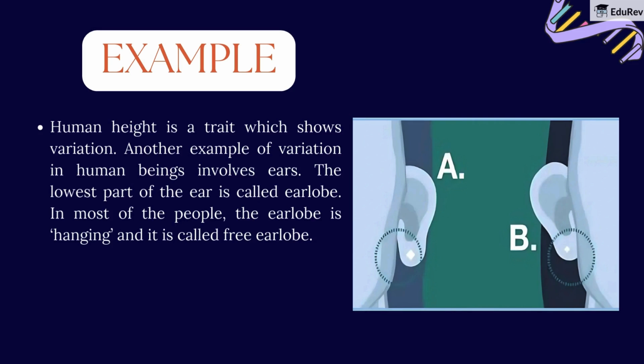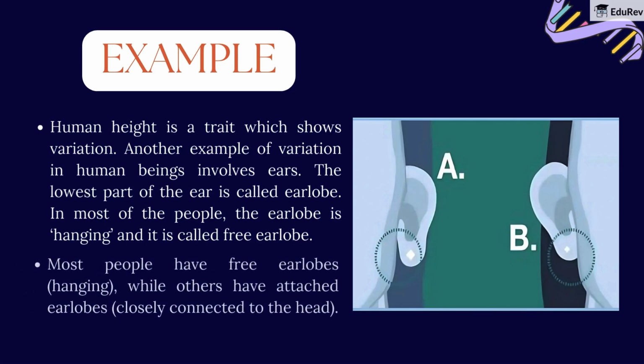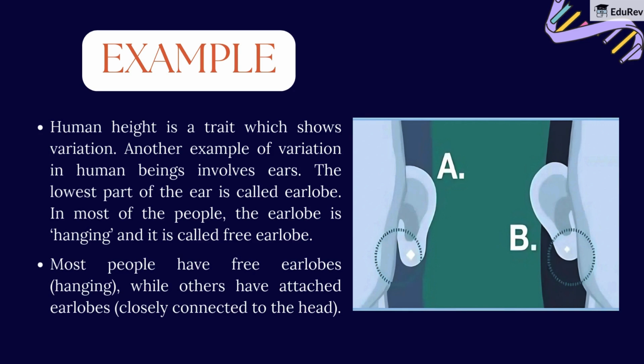The lowest part of the ear is called earlobe. In most of the people, the earlobe is hanging and it is called free earlobe. Some people have attached earlobes closely connected to the head.